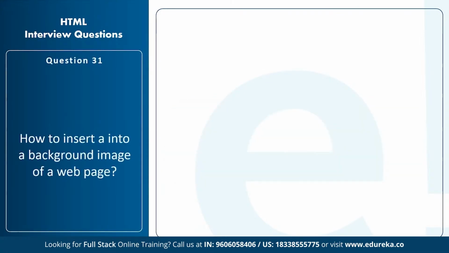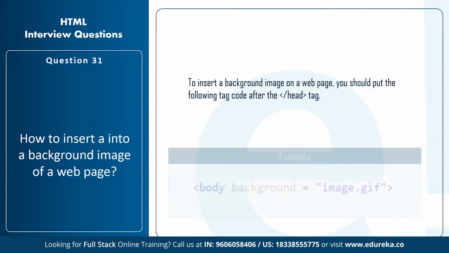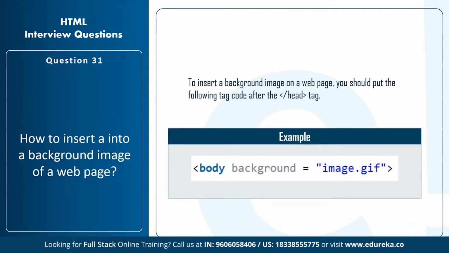The next question is how to insert a picture as a background image of a web page. In order to do this, you just have to use the body background attribute that we have already discussed, which is used inside your body tag. So this comes right after you have closed your head tag. Inside the body, you will specify your background and specify the image file or the source file for your image. And automatically your background image will be changed on the web page.